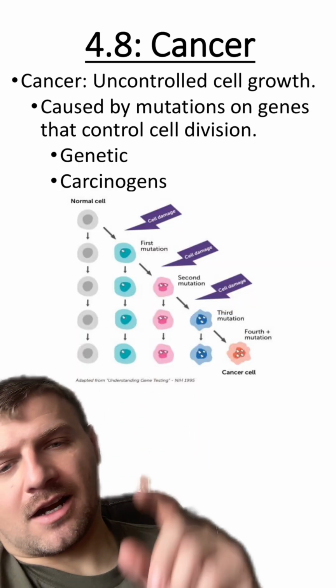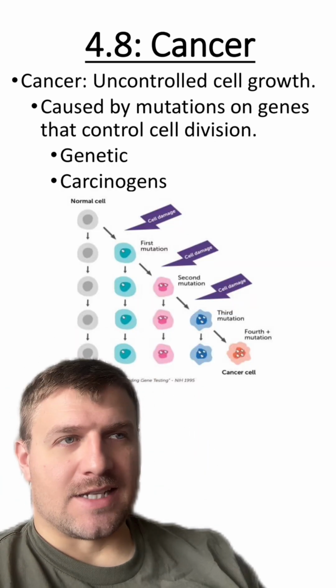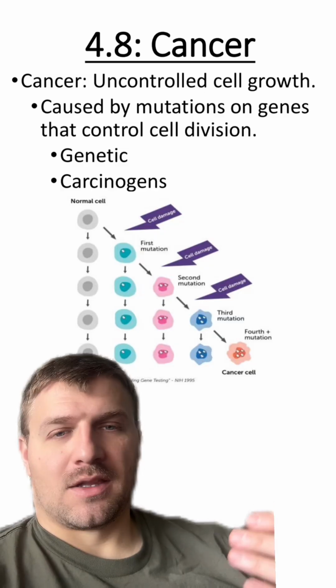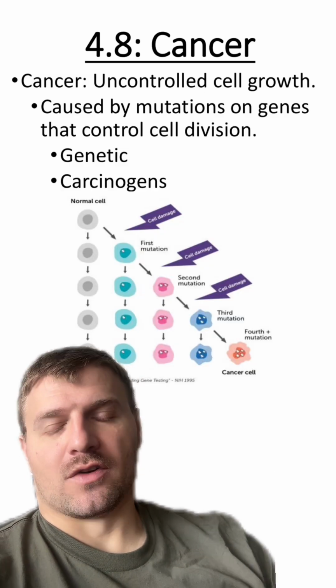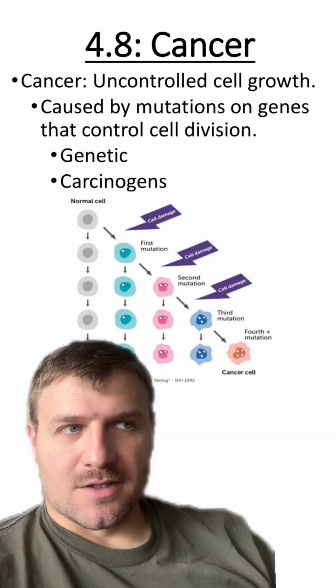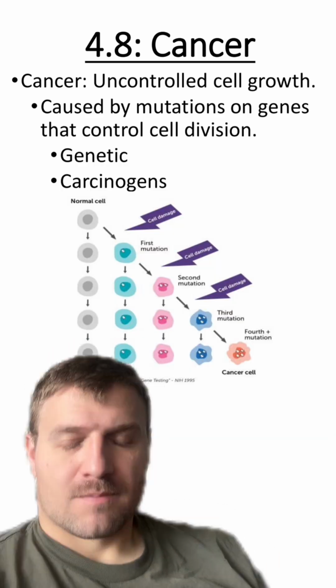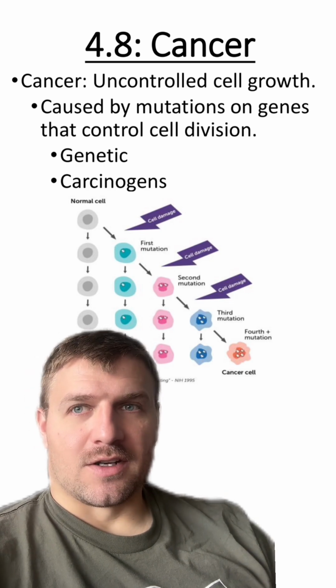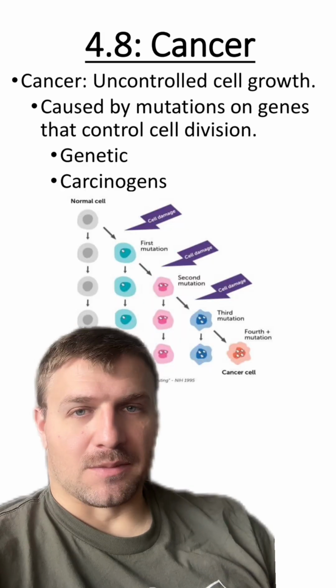I like this diagram that shows it's not just one DNA damage or mutation that would cause a cell to become cancerous. It's typically many mutations over long periods of time that causes a cell to become cancerous. But each cancer is different, and every mutation is really different in how it causes a cell to become cancerous.